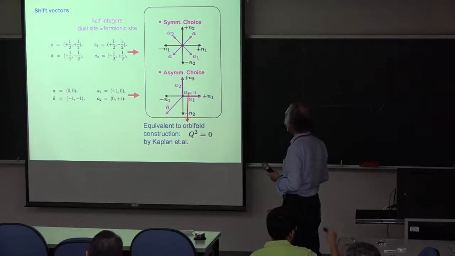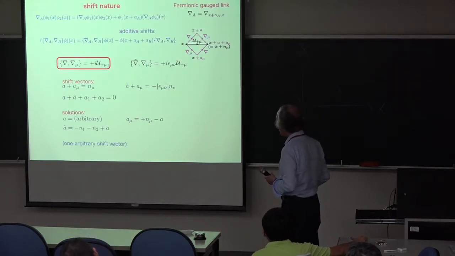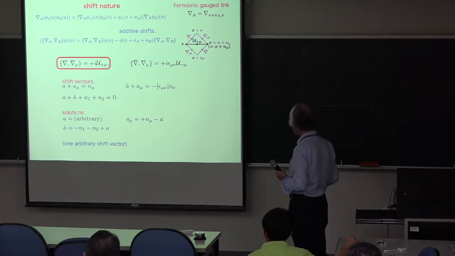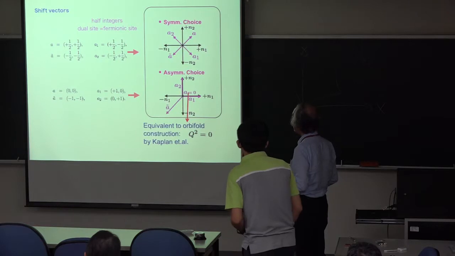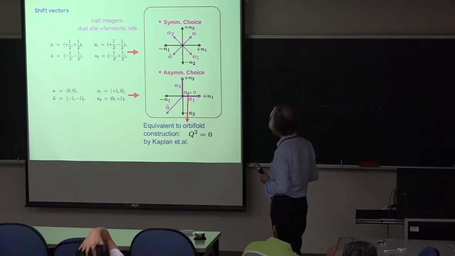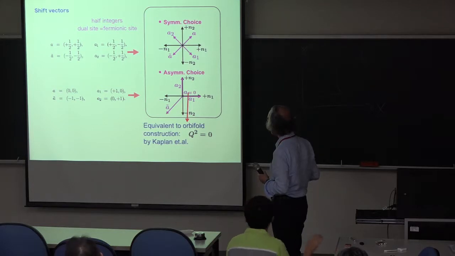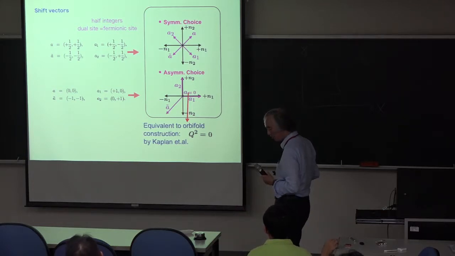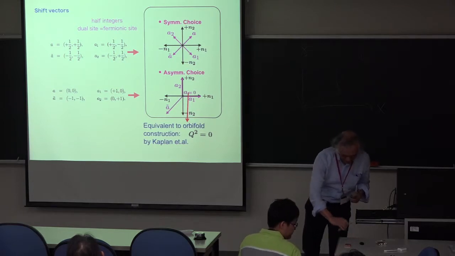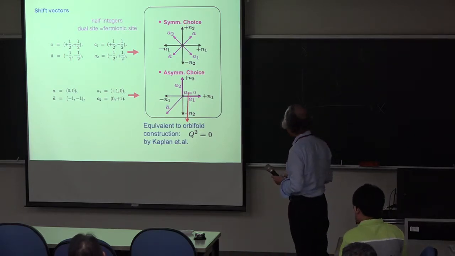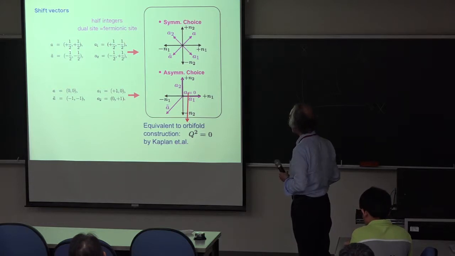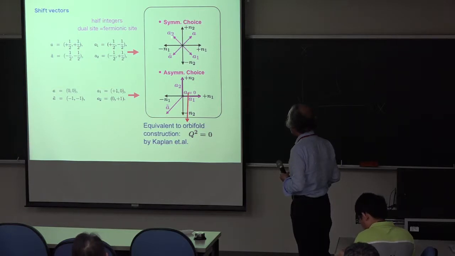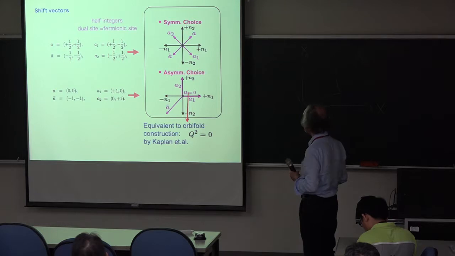I'll take a to be arbitrary, and then there are two typical solutions. One is symmetric and the other is asymmetric. In the symmetric case, I take one half, which means that this vector is pointing to the real site when this is the original site. And these four solutions are pointing to the dual site.